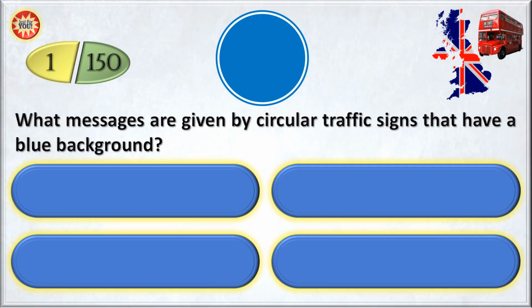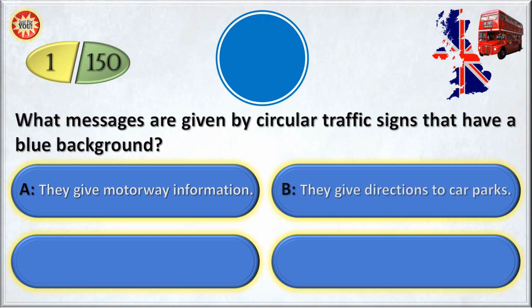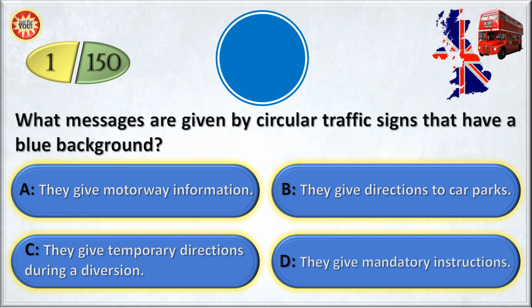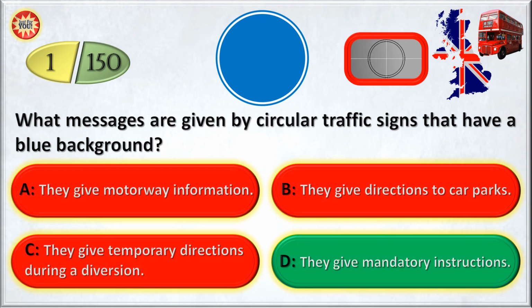What messages are given by circular traffic signs that have a blue background? They give motorway information. They give directions to car parks. They give temporary directions during a diversion. They give mandatory instructions.